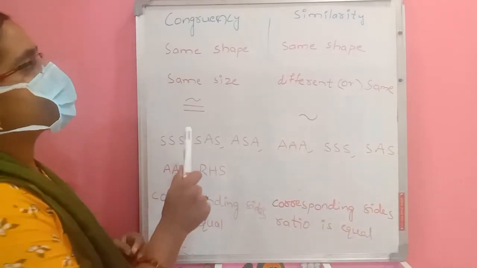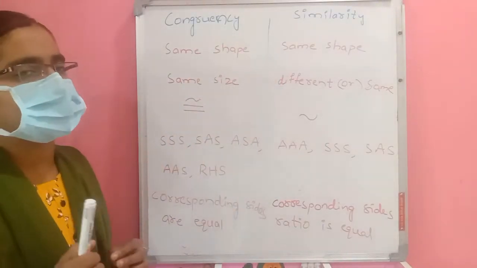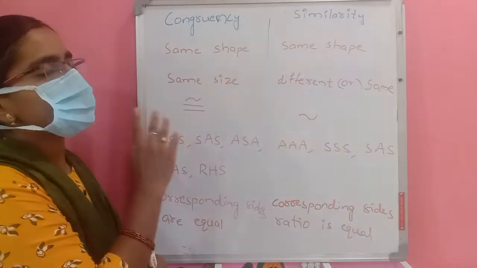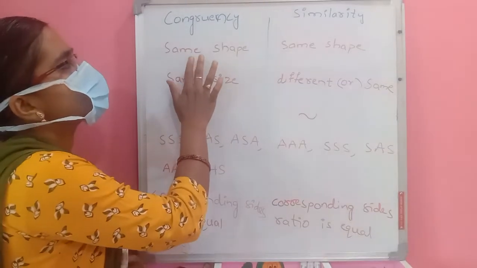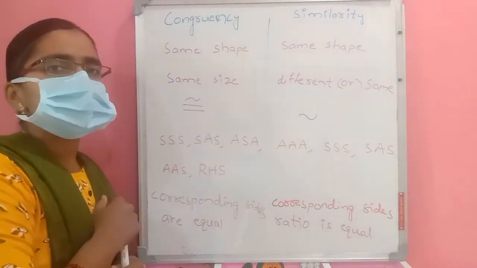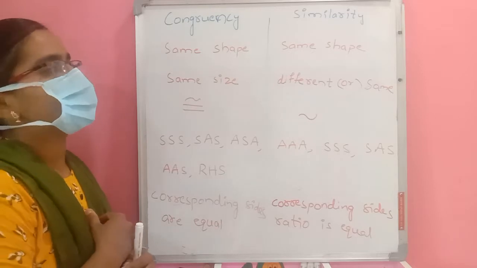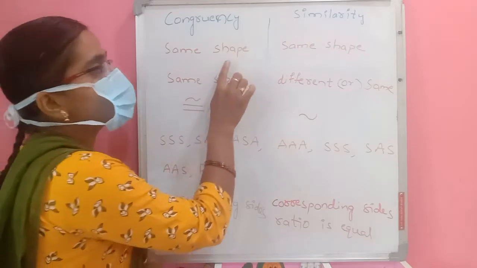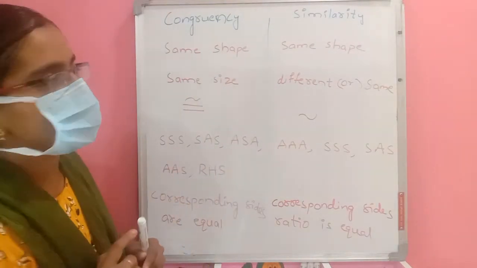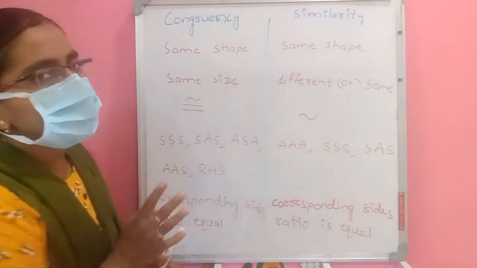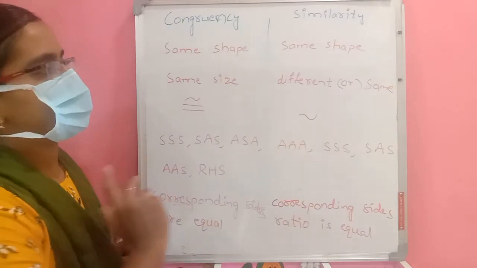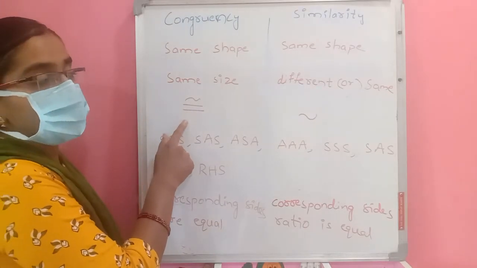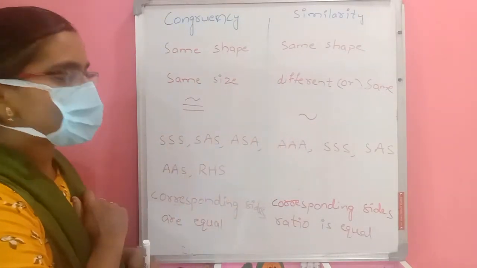Here we have the difference between congruency and similarity. What does congruency mean? Those two triangles, or any two figures, have the same shape. Similarity also, they should have the same shape. But in congruency, they should have the same size. Shape should be the same and size also should be the same. But in similarity, size may be the same or different. This is the symbol for congruency and this is the symbol for similarity.